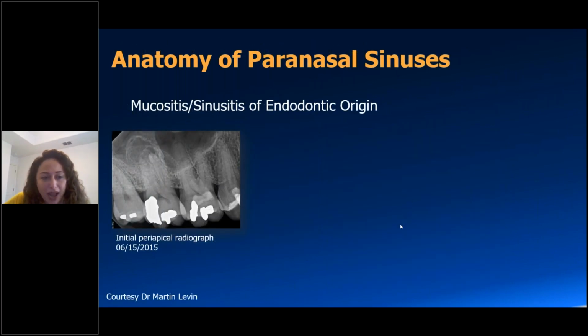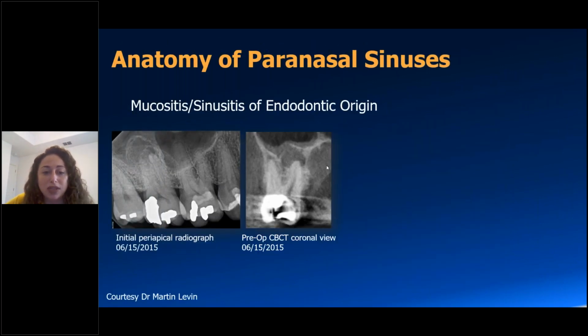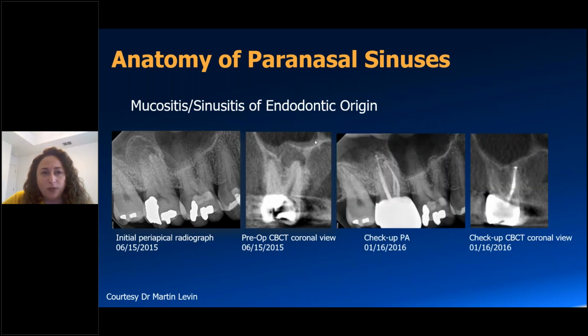Two is whenever you have mucosal thickening of odontogenic origin. If you look at this scan, you can see the lesion, the interruption in the sinus floor, and localized mucosal thickening. We shouldn't do anything about the sinus because we know the problem is of odontogenic origin. Once you treat the cause, the sinus floor will be intact again.